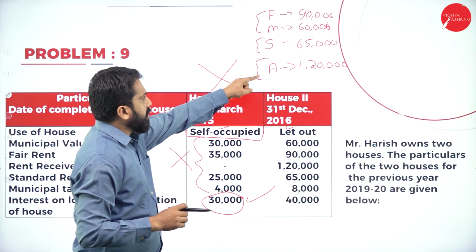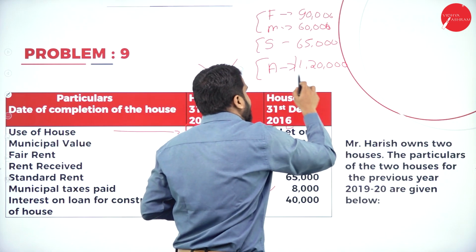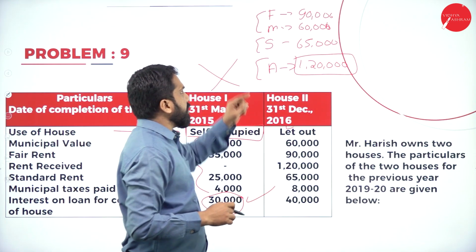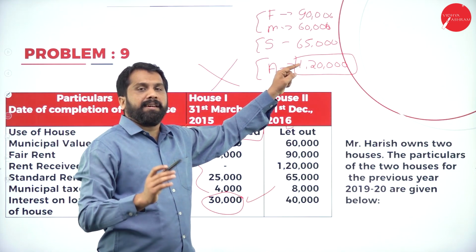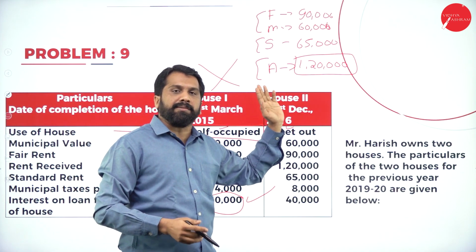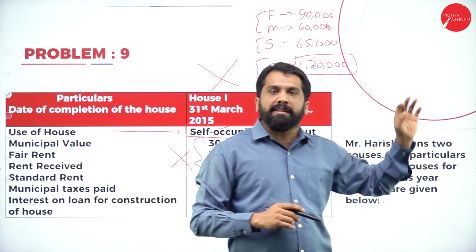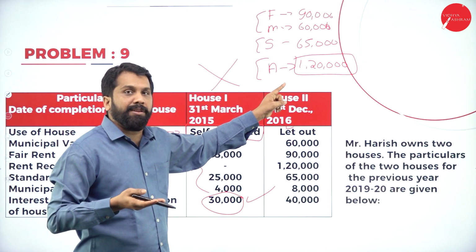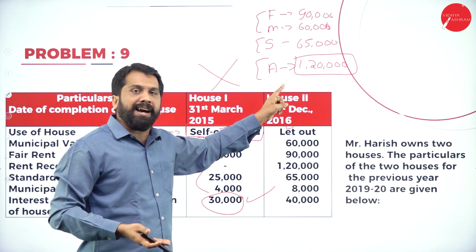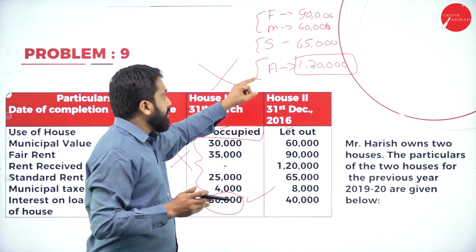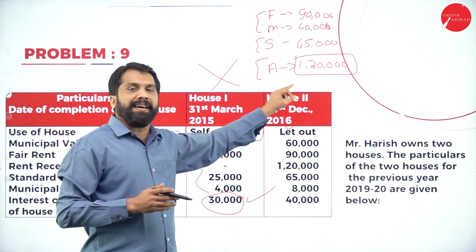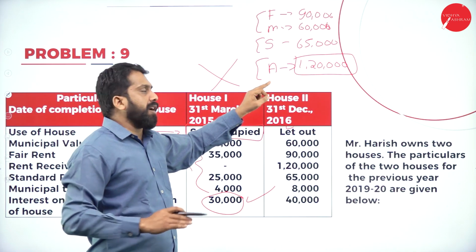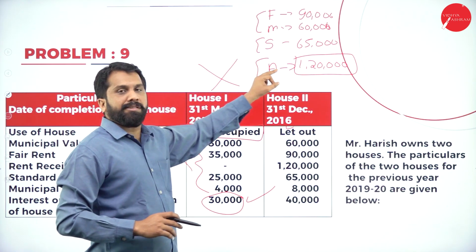If your actual rent is the highest compared to everything, then your answer will be the actual rent only. Clear? One more time I'll tell you. If your actual rent is the higher value, then this will be your final answer. No need of calculating whichever is higher, whichever is lower.